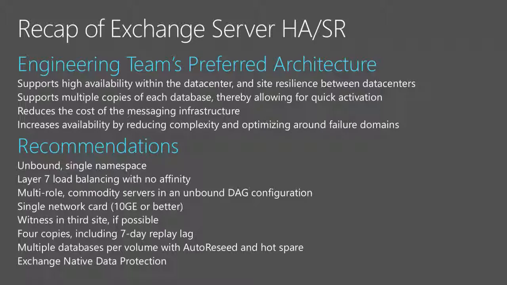And then finally, you're using Exchange native protection. So you've got things like single item recovery, maybe in-place hold, like the lag copy, and of course the activation features of the DAG that provide you with enough redundancy and resiliency where you no longer need to take traditional backups. So before I move on, does anybody have any questions about the recommendations around the preferred architecture?